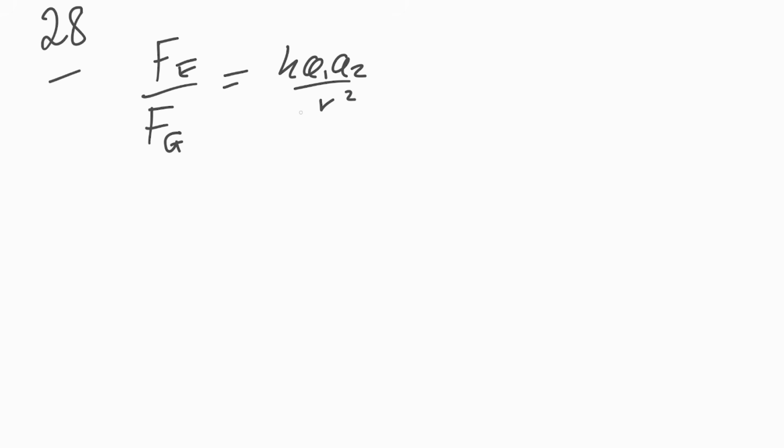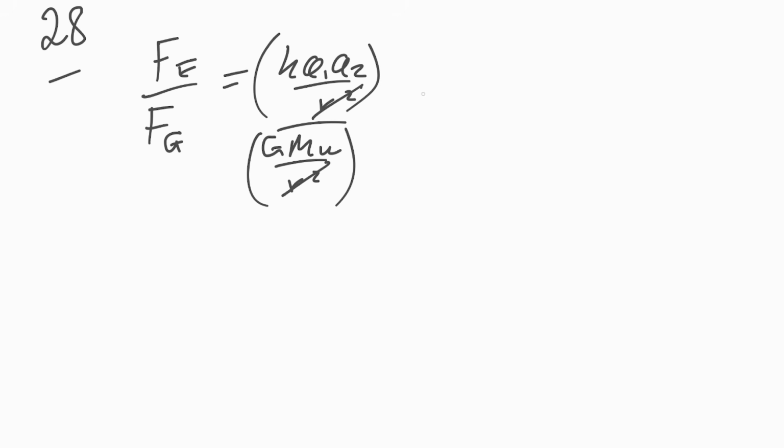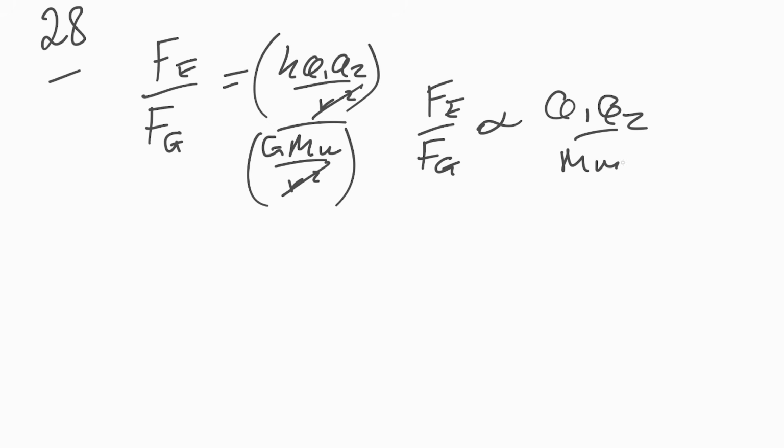So this is going to be equal to kQ1Q2 over r squared divided by GMm over r squared. And of course, the r's cancel. And so therefore, k is staying the same for everything as well. And G is staying the same for everything as well. So actually, FE over FG is proportional to Q1Q2 over Mm. So the product of the charges divided by the product of the masses. Easy peasy. Let's go for A first.